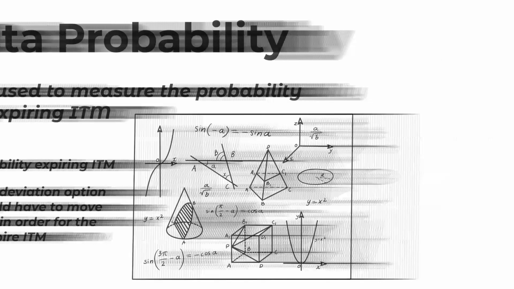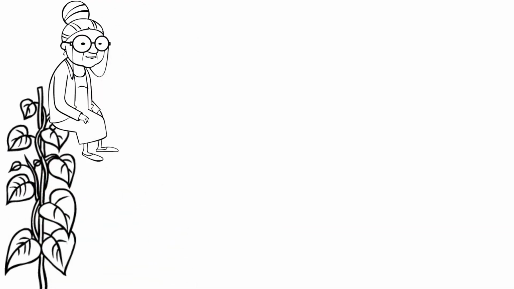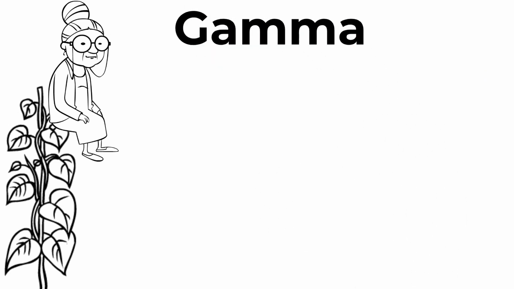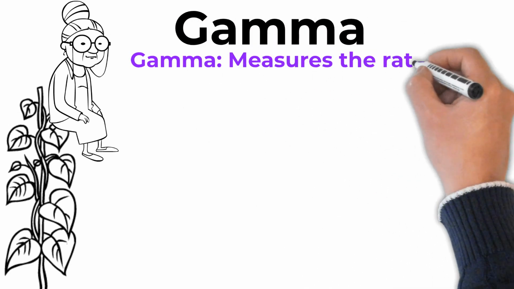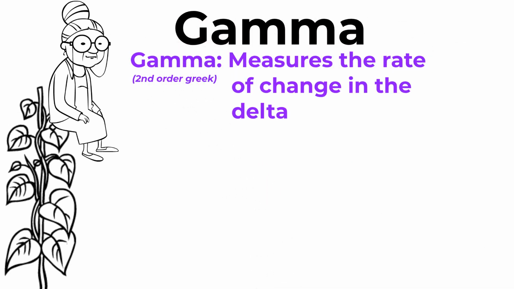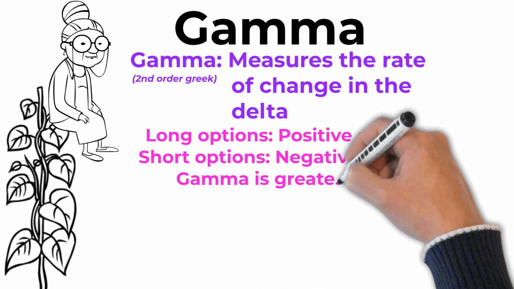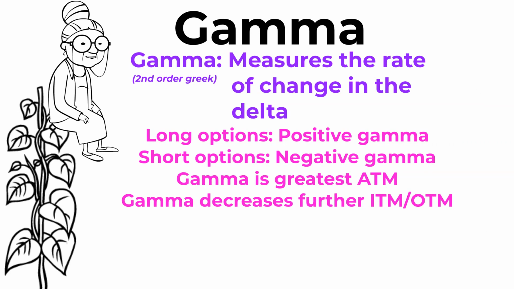Your delta doesn't stay the same throughout the life of your options, it changes as the underlying changes. To find out what your rate of change would be for the delta, you have to examine the gamma of the option. Gamma is a second order derivative that measures the rate of change for the delta. Long options have positive gamma, while short options have negative gamma. Gamma is greatest for at-the-money options and decreases the further in the money or out of the money you go.